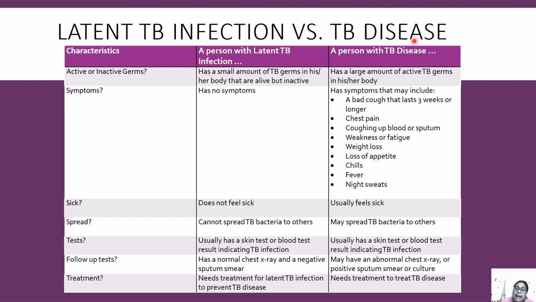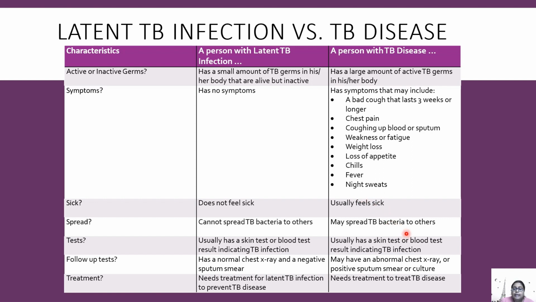But a person with an active TB disease will have a large amount of active TB germs in their body. Obviously, how will they get to know? Because they'll have so many symptoms. They'll have a bad cough that lasts 3 weeks or longer. They'll have chest pain. They will be coughing up blood or sputum. They will obviously have a lot of weakness or fatigue. There will be weight loss. There will be loss of appetite. You'll stop having the urge to eat. There will be chills, fever, night sweats, etc. They will usually feel sick, and they are capable of spreading the TB bacteria to others.